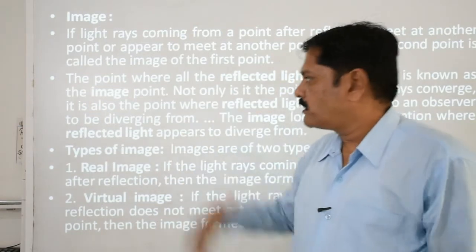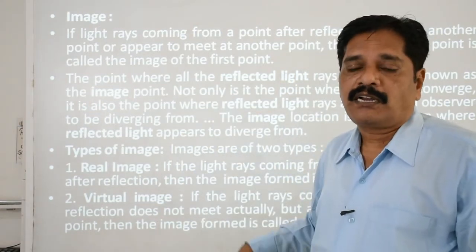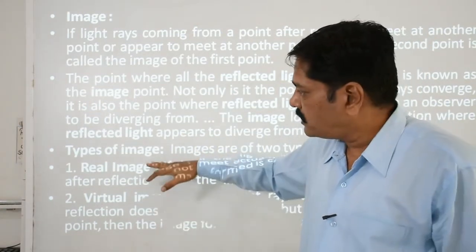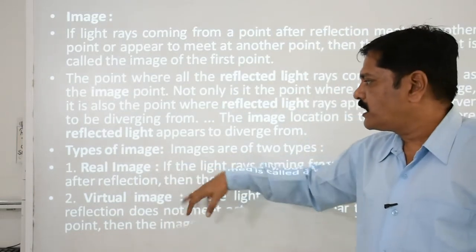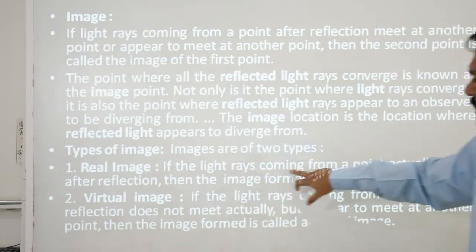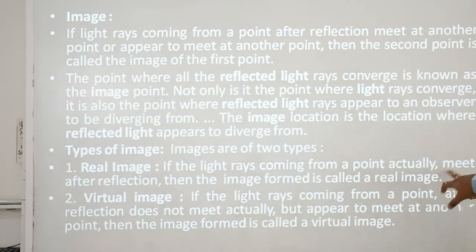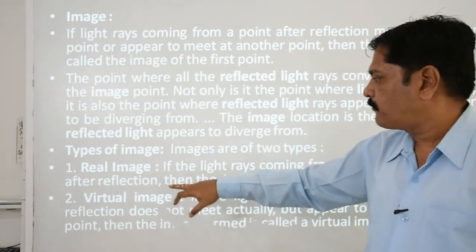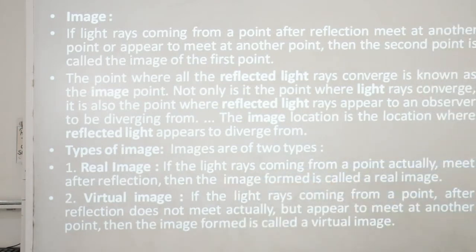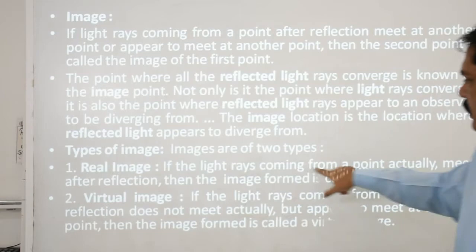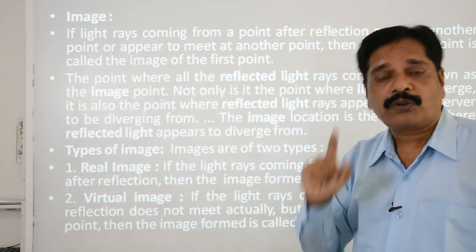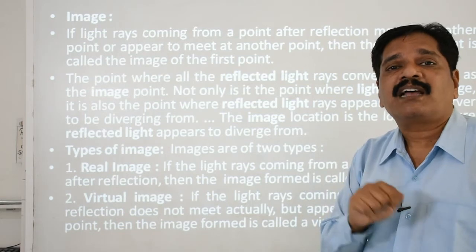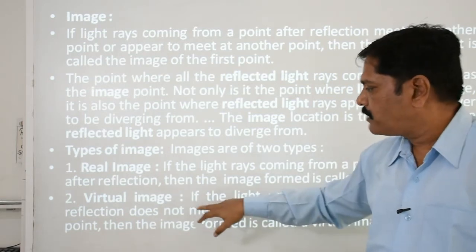Now, on the basis of the nature of the image, it is of two types. One is the real image and the second is the virtual image. So what is the real image? If the light rays coming from a point actually meet after reflection, then the image formed is called the real image. What is the basic fact? The light rays coming from a point actually meet after reflection, then this image is considered a real image.